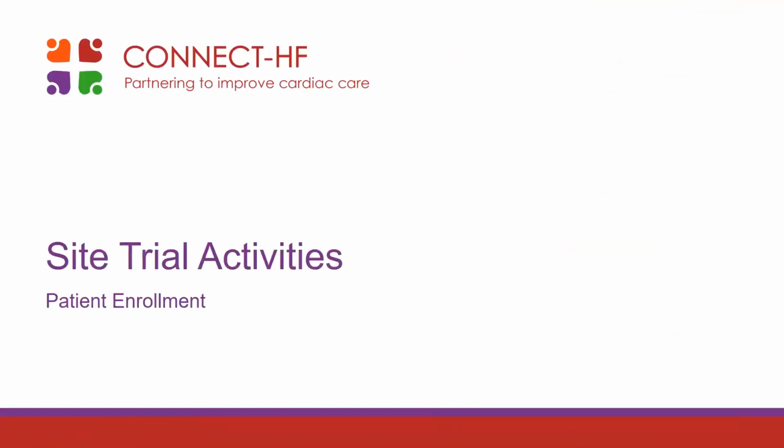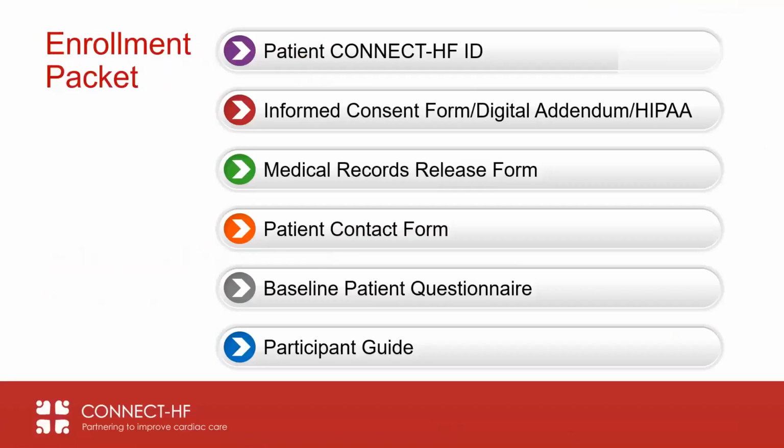We will now review patient enrollment activities. These are the items needed to enroll patients into ConnectHF: patient ID, consent, the digital addenda and HIPAA if applicable, the medical records release, the patient contact form, and baseline patient questionnaire, as well as the participant guide. I will review these in detail on the following slides.